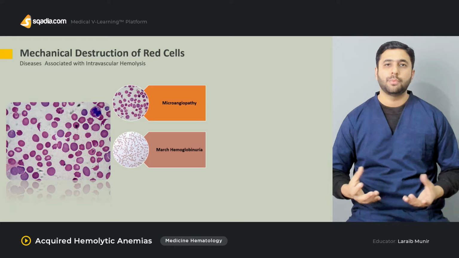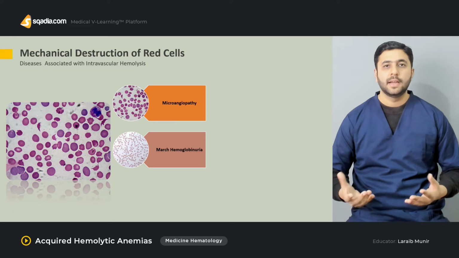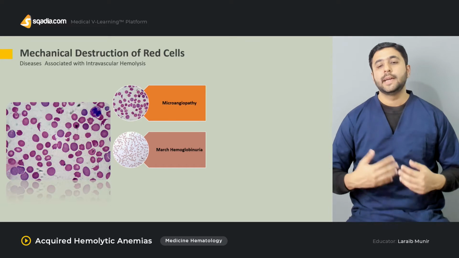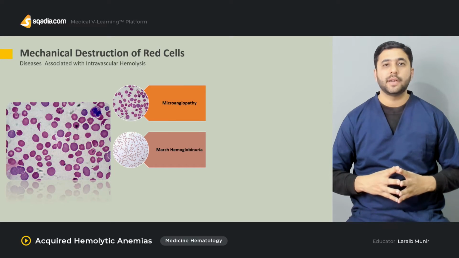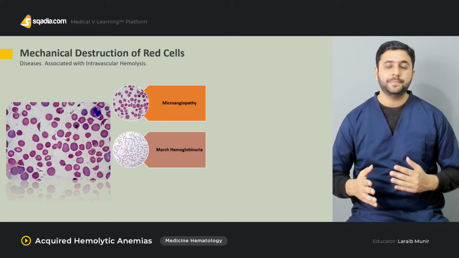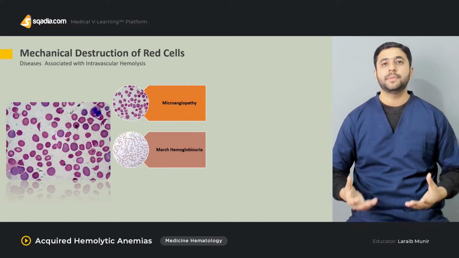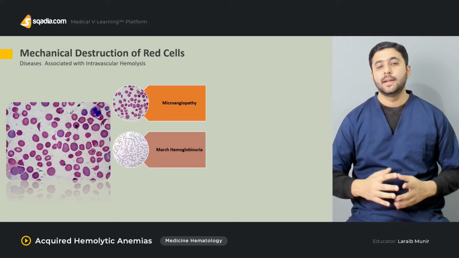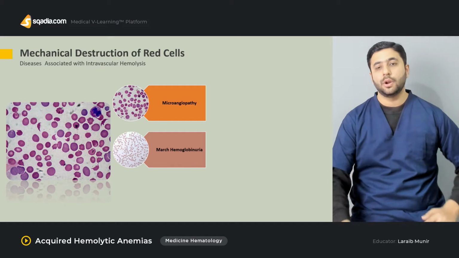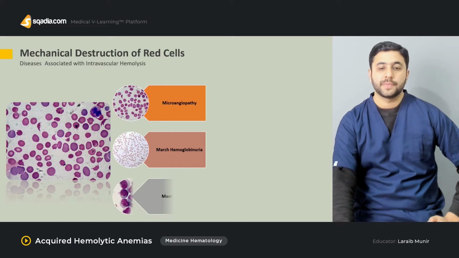This occurs on a very small scale, and the patient might not even notice anemia, but in certain prone individuals who already have a low hemoglobin count, this march hemoglobinuria can present as an anemia, and that's why it is included under the terminology of mechanical destruction.